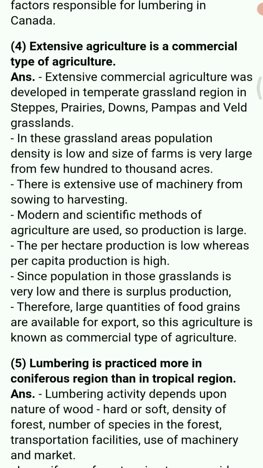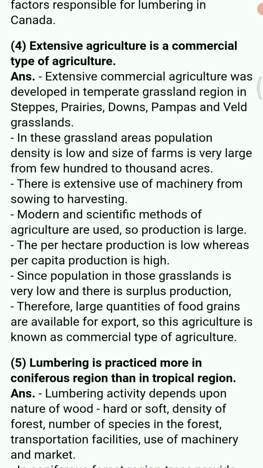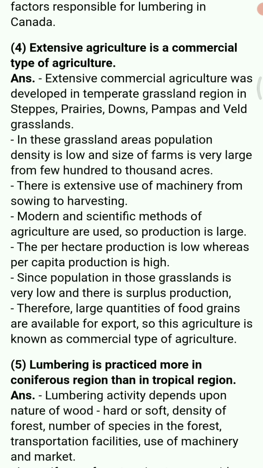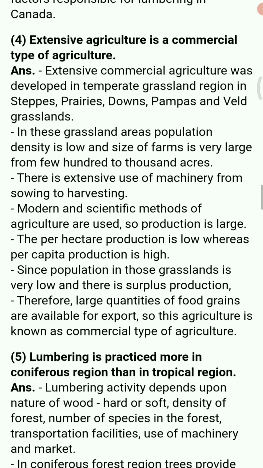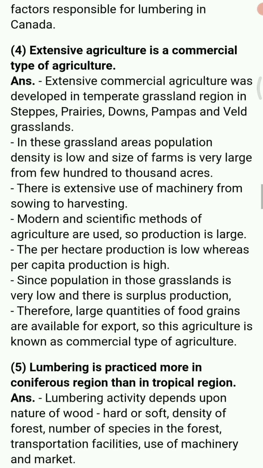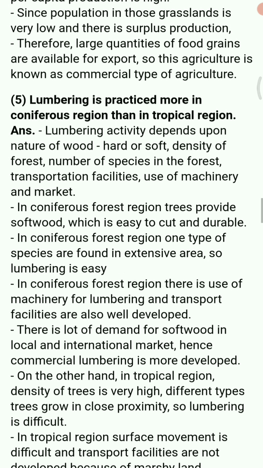तो कहाँ पे नज़र आते हैं extensive type of commercial agriculture? It is seen in steppes, prairies, downs, pampas, wild grasslands. Okay, so it is basically used for exporting, for foreign trading, hence it is a commercial type of agriculture.